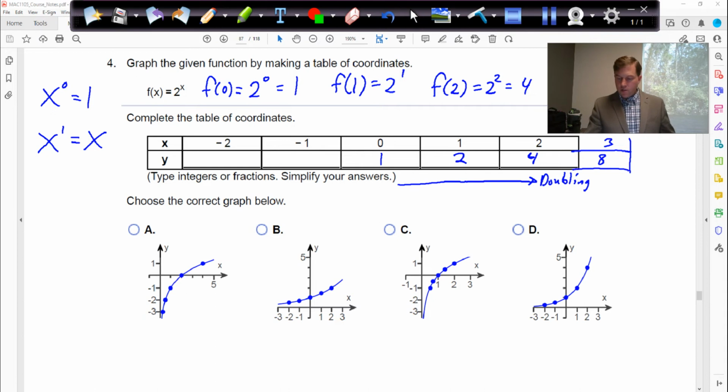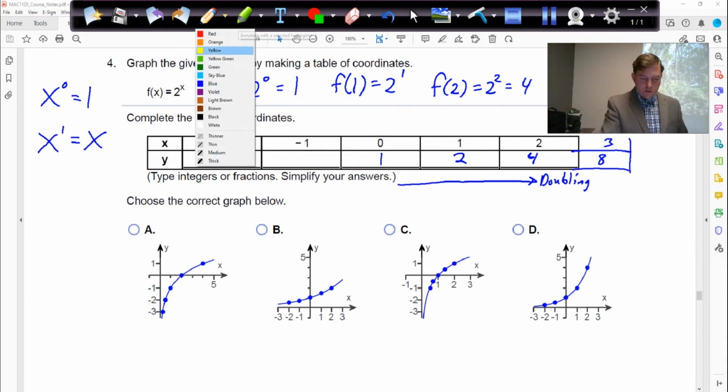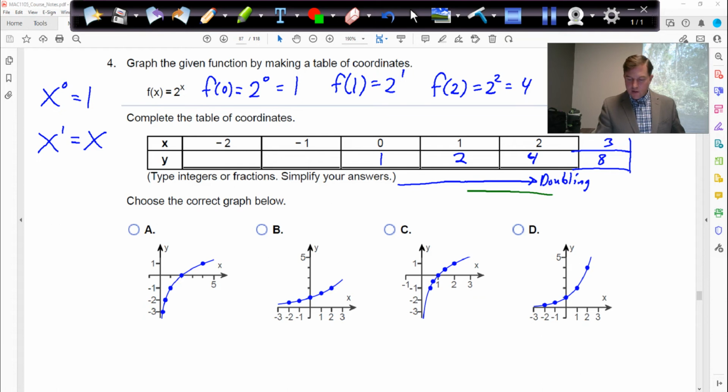Okay, so they're doubling going this way, or if you go this way, they're halving. So half of 4 is 2, half of 2 is 1. Half of 1 is 1/2. Half of 1/2 is 1/4. But we don't have to necessarily just rely on the pattern. Let me show you that in action here.